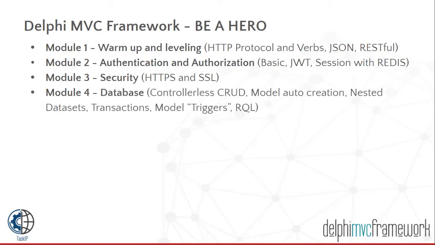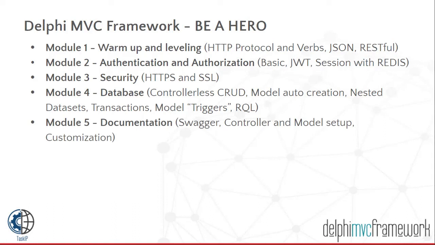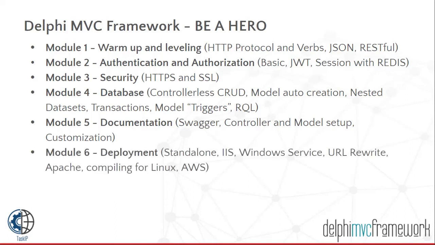Module 4, database: the auto creation for models, nested datasets, transaction management, triggers on models, RQL. Module 5, documentation. Let's go deeper. Let's get better in this documenting. Let's add value to your software by documenting your business logic. Module 6, deployment: standalone application, IIS server, Windows service. Let's talk about compiling for Linux. Let's make your application ready for the cloud, AWS, and everything else.